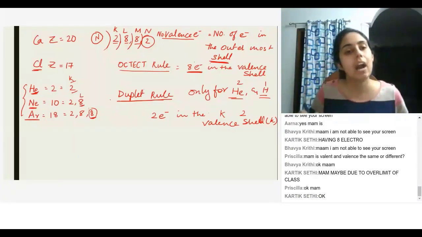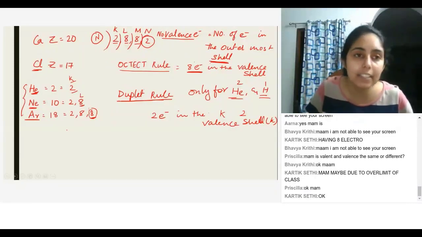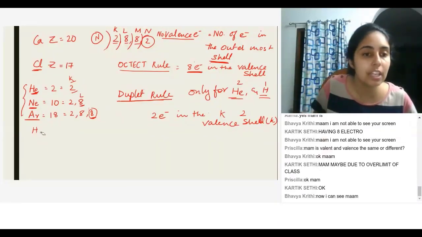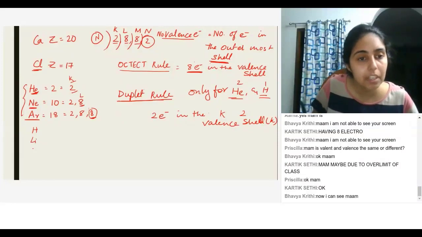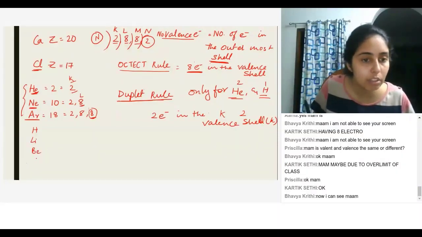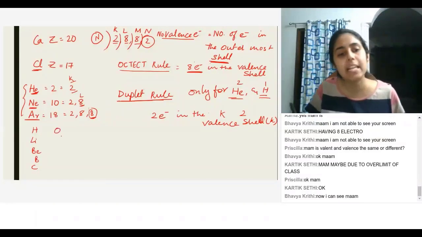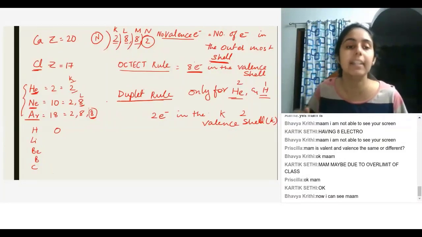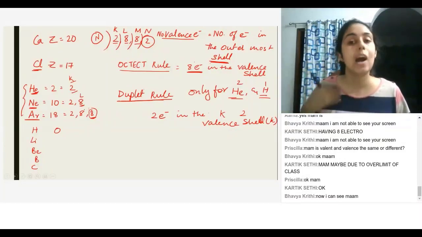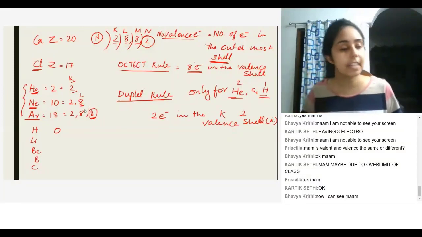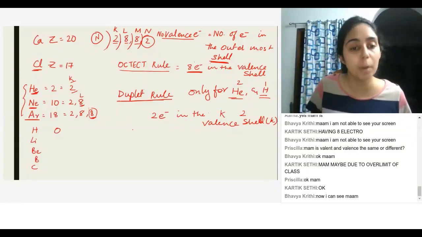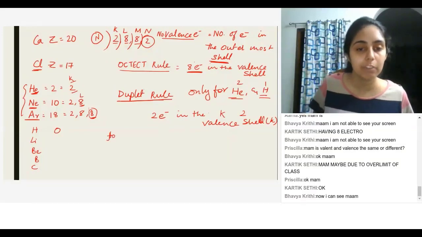Now, all the other elements, for example hydrogen, lithium, beryllium, boron, carbon, oxygen, don't satisfy the octet rule or the duplet rule, but they try to satisfy it. How do they try to satisfy? We will study that in the next class. So make sure you know the atomic numbers of all the elements from 1 to 20.